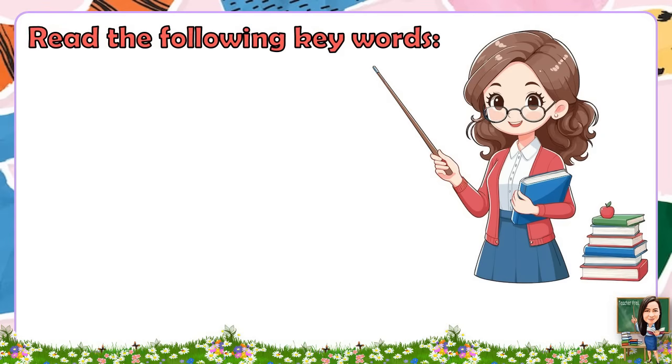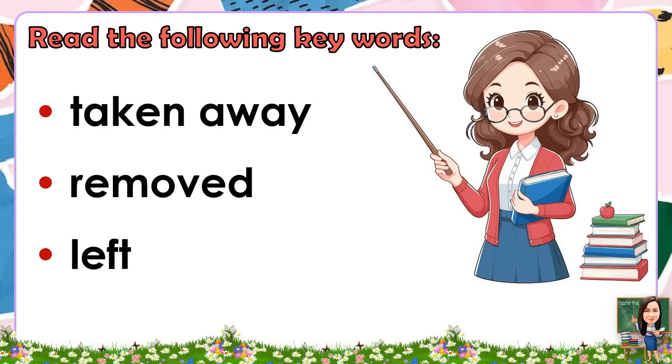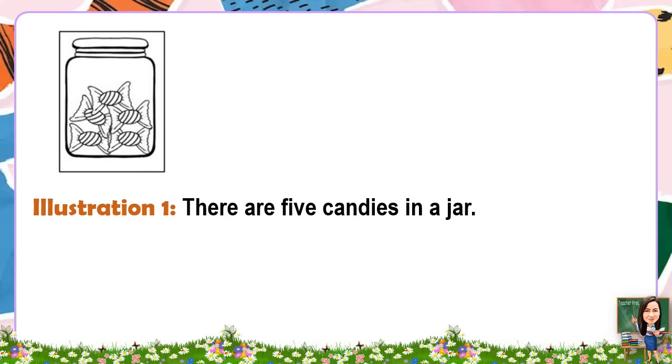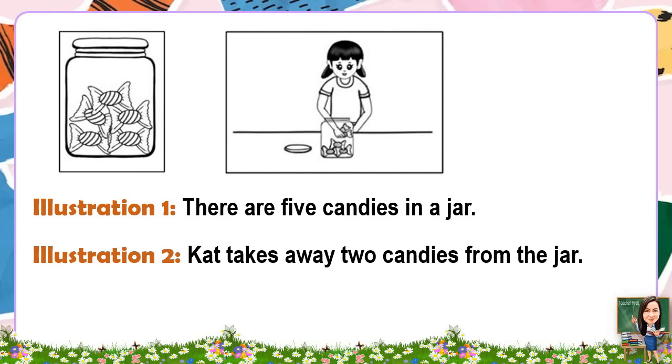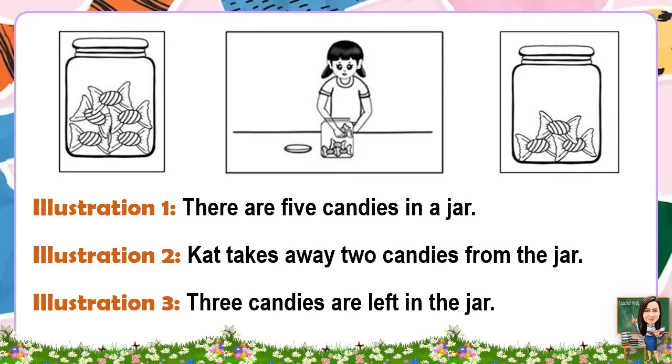Read the following keywords: taken away, remove, left. I'll show you 3 illustrations below, then listen to the story for the given illustrations. Illustration 1. There are 5 candies in a jar. Illustration 2. Then a cat takes away 2 candies from the jar. Illustration 3. 3 candies are left in the jar.